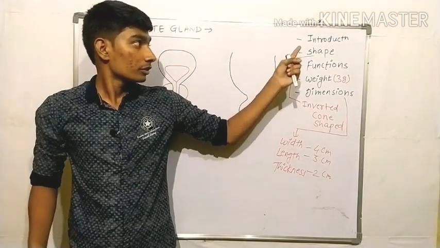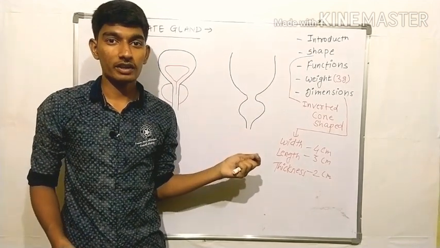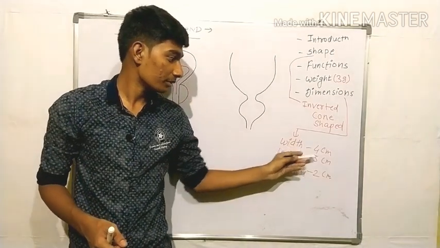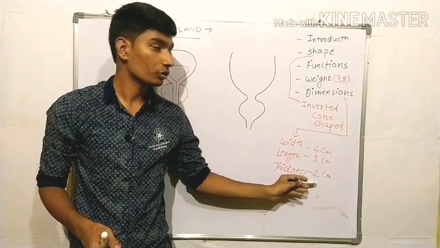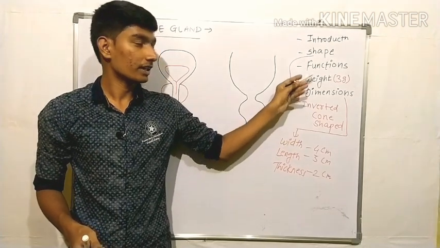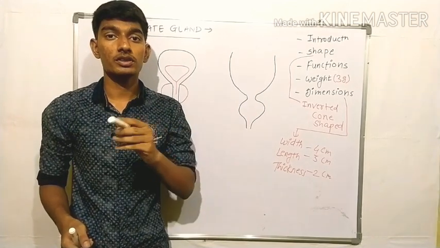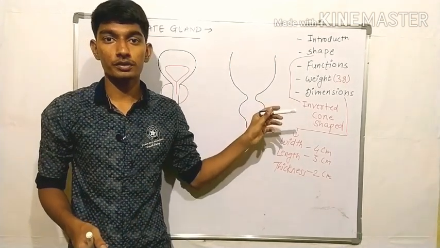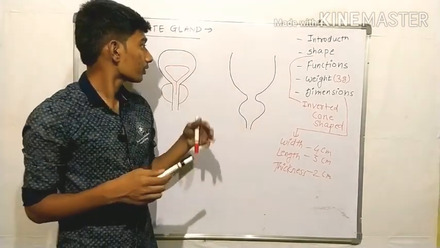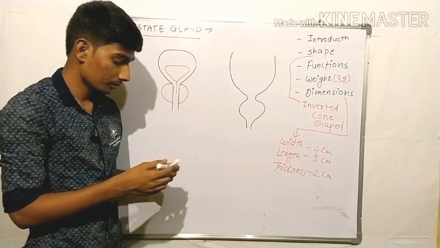Clear? The prostate is a pyramidal shaped gland, fibromuscular organ situated below the urinary bladder. It measures 3 gram in weight and the dimensions are width 4 centimeter, length 3 centimeter, thickness 2 centimeter, and the shape is inverted cone shaped. And the various functions are it forms bulk of the seminal fluid. Clear up to this point? Now, before going to the actual prostate gland, we will study some basic points.